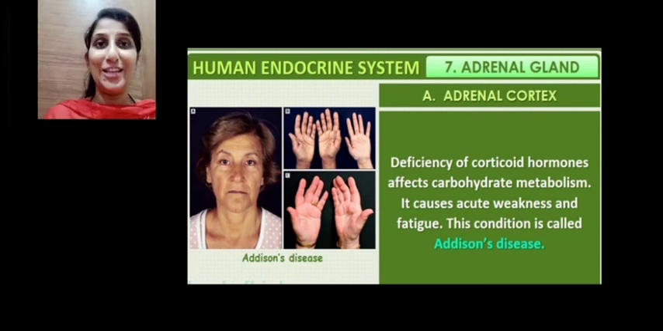So dear children, in this module we learned about the first part of the adrenal gland, that is the adrenal cortex, which releases three types of corticoids: the glucocorticoids, the mineralocorticoids and the androgenic corticoids, and the functions exhibited by all these hormones. We also learned that the deficiency of the corticoids results in a disorder called Addison's disease.